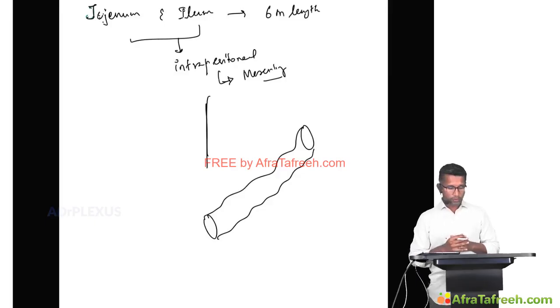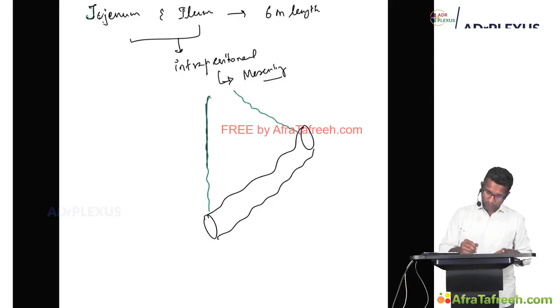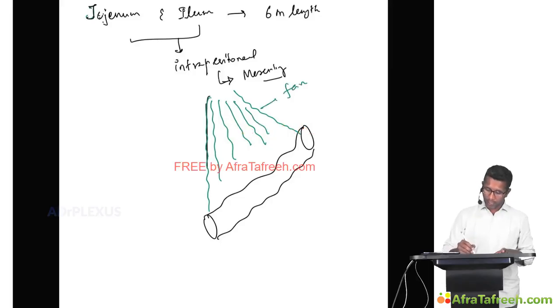You are right, yes. The mesentery is a fold of peritoneum which extends from the posterior abdominal wall to the intestine. This mesentery is a fan shaped structure, and you have a lot of fat present in it.